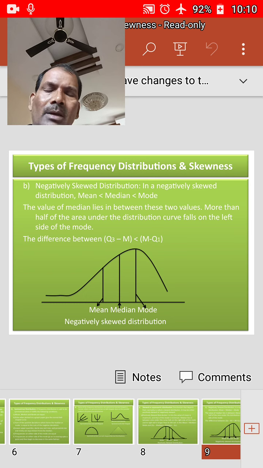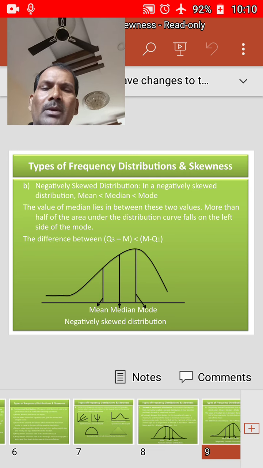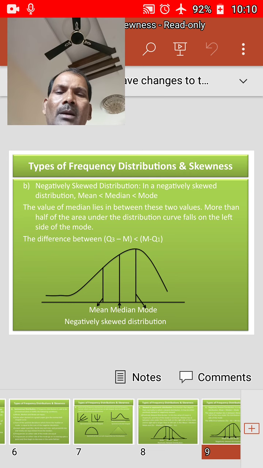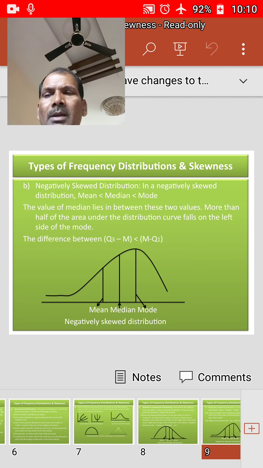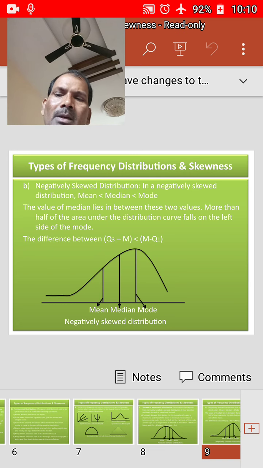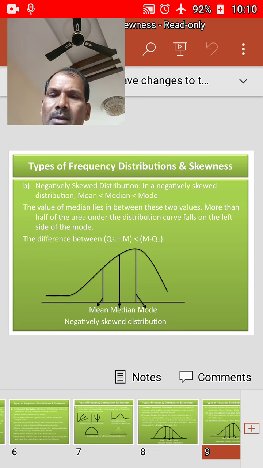condition in the negatively skewed distribution. If you look, you will find that the median is in the center and the mode is at the right corner. The mean is at the left corner and the tail is extended towards the left side, right?